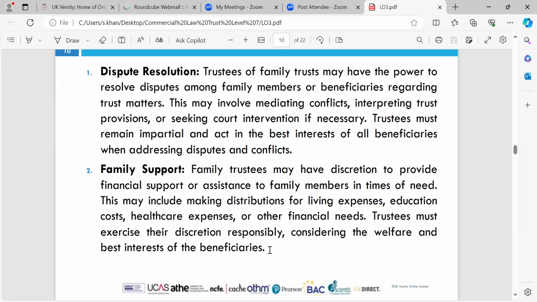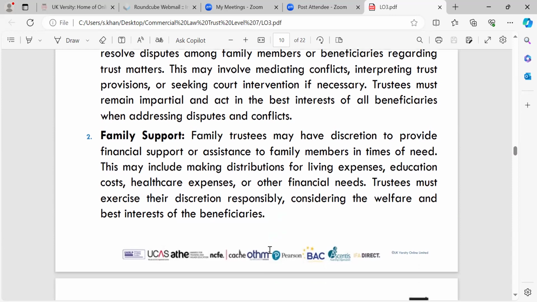Dispute resolution. Trustees of family trusts may have the power to resolve disputes among family members or beneficiaries regarding trust management matters. This may include mediating conflicts, interpreting trust provisions, or seeking court intervention if necessary. Trustees must remain impartial and act in the best interests of all beneficiaries when addressing disputes and conflicts.